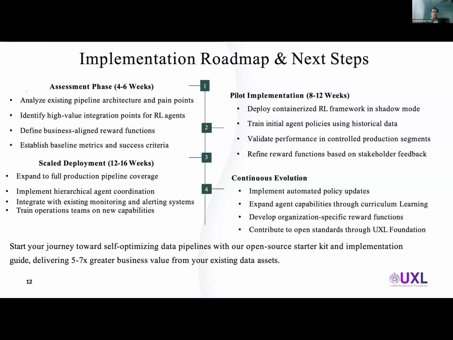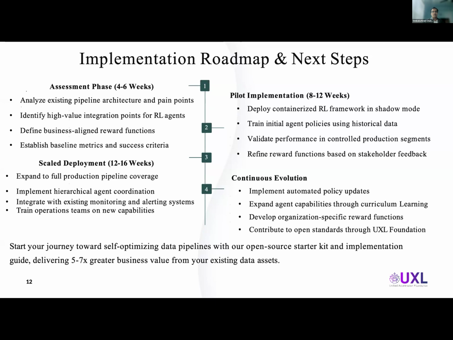The pilot phase takes about 8 to 12 weeks. We deploy the reinforcement learning agents in shadow mode, train on logs, and validate against the KPIs, checking whether we are getting good results or whether the agents are hallucinating on the log data. Once the RL agents look good and pass the pilot testing, we scale the deployments: expand the coverage, implement hierarchical coordination, and integrate with monitoring dashboards that help you scale these deployments.